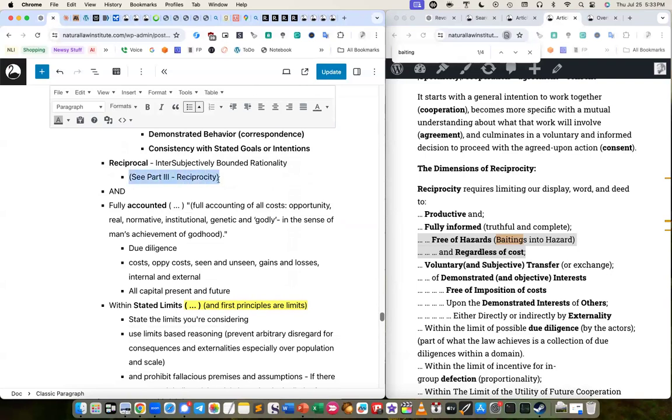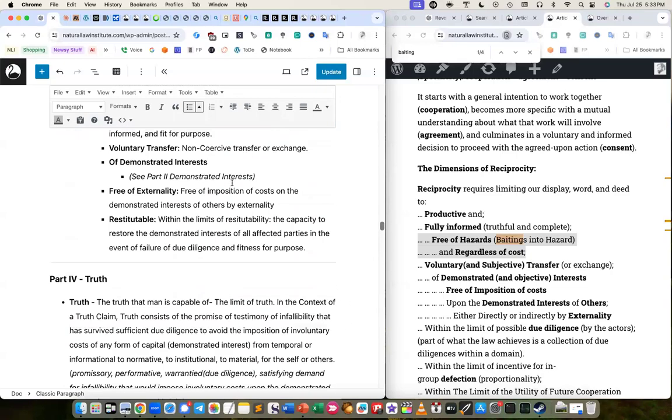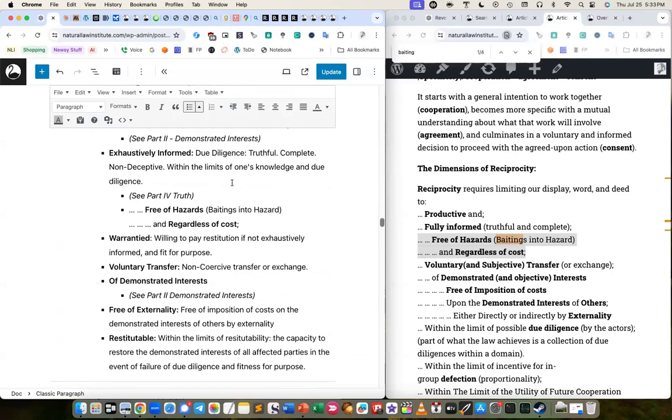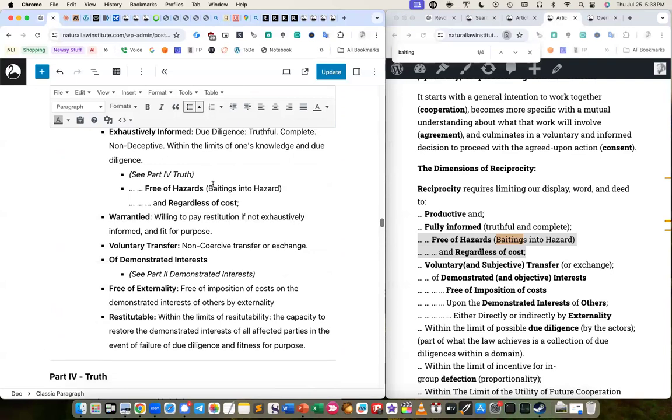This goes back to reciprocity. Yes. Now I've created a circle. Voluntary transfer, you can put those up free of the imposition of costs in there as well, under voluntary transfer.